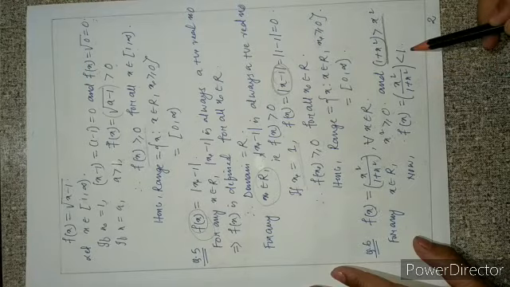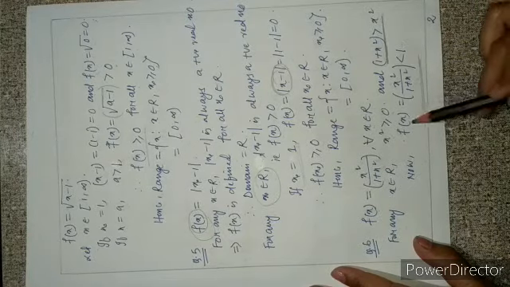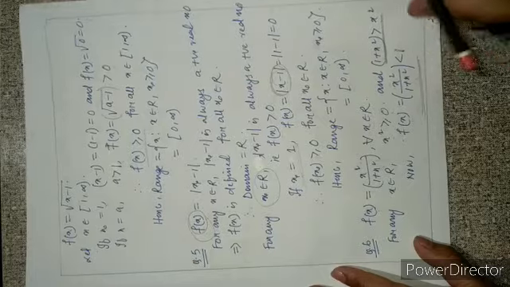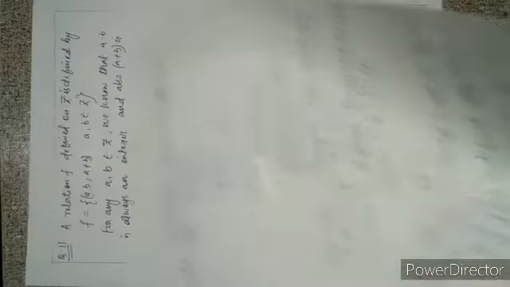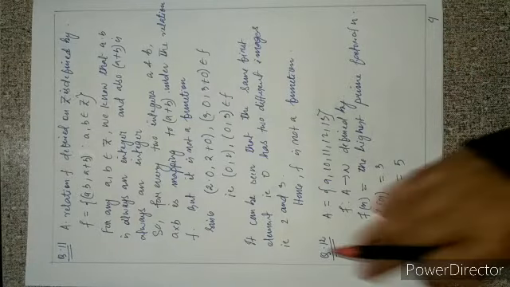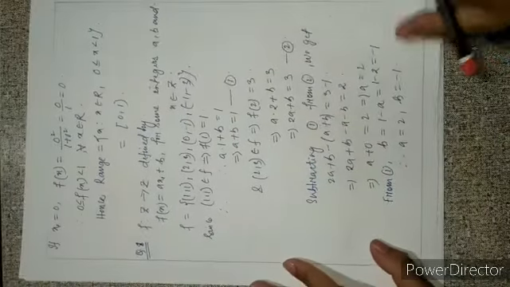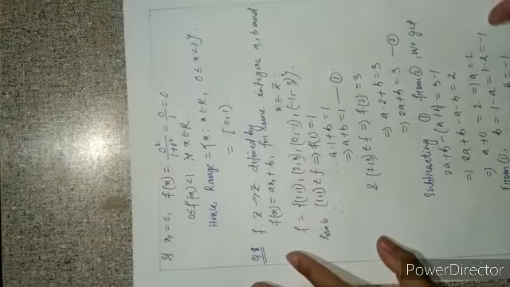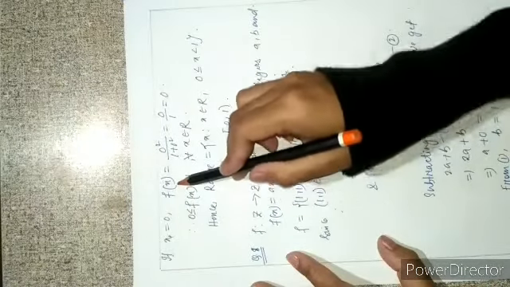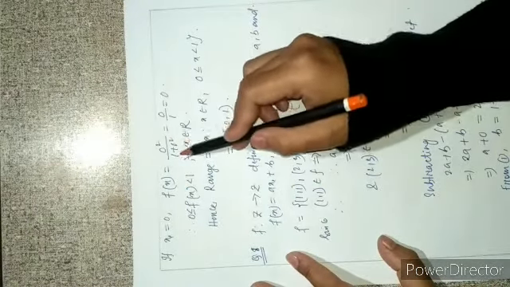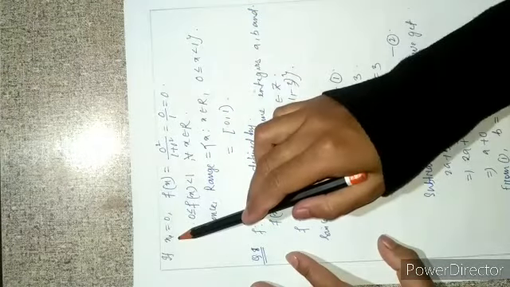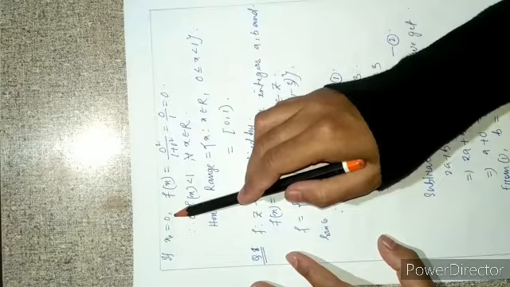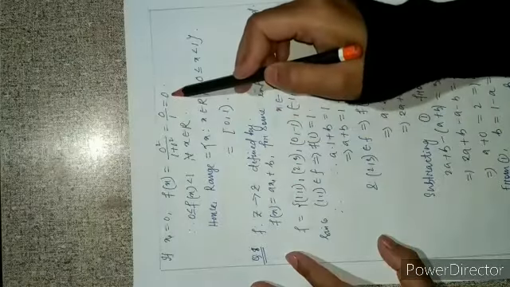So f(x) is always less than 1 for any real number. In particular, if x is equal to 0, then f(x) will be equal to 0 square divided by 1 plus 0 square, which is 0 by 1, equal to 0.